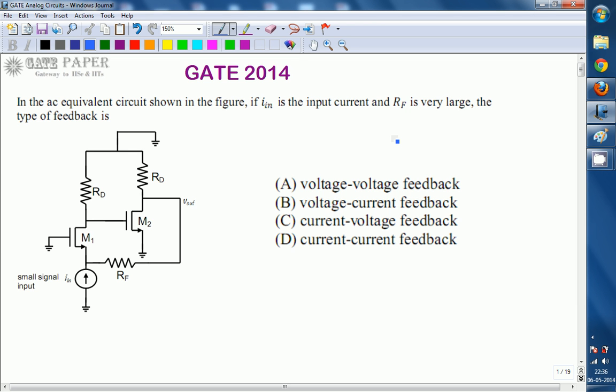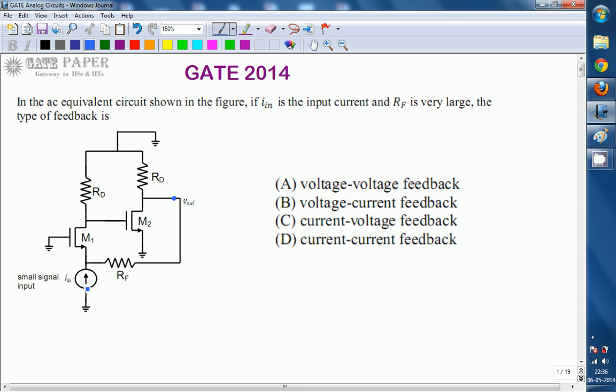Hello, we are discussing the GATE 2014 ECE paper, and this is related to analog circuits. In the AC equivalent circuit shown in the figure, if I_in is the input current and R_F is very large, the type of feedback is: A. Voltage, B. Voltage current, C. Current voltage, D. Current. Okay, so this is V_out, the output node, and this is the input node I_in.